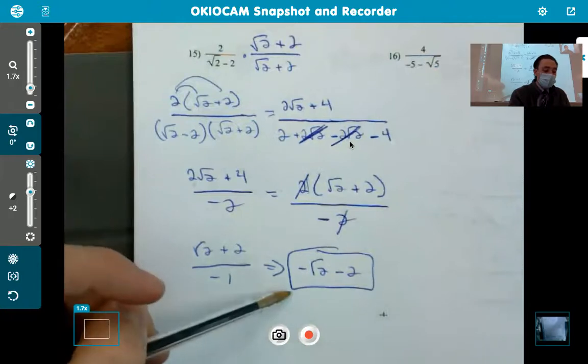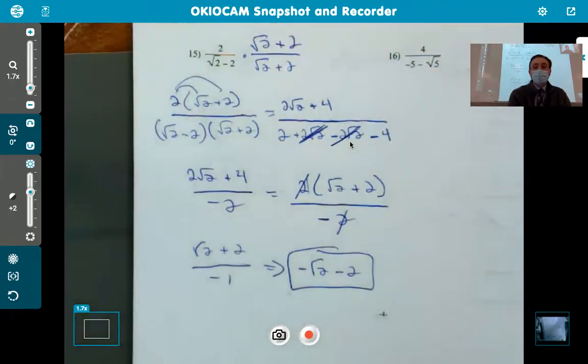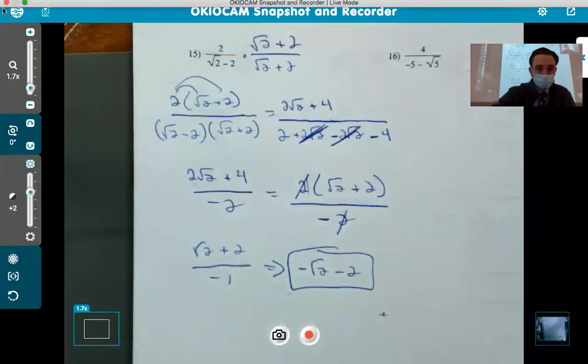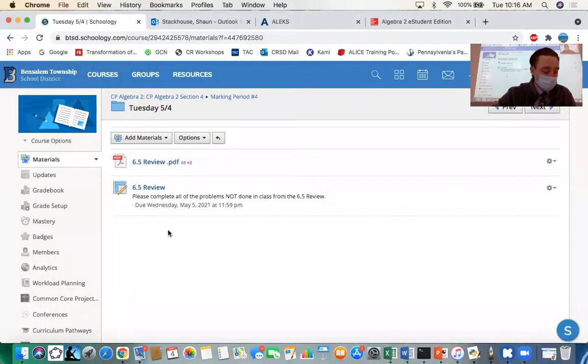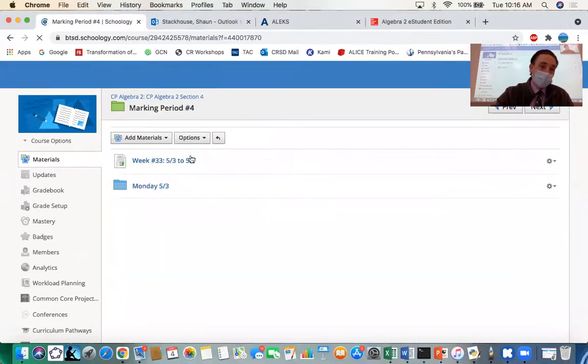Any questions about this last example or anything that we covered today in class? Okay. Your homework for tonight is to finish the 6-5 review. So you're doing all of the even problems essentially, because we did all the odds now in class. When you come into class tomorrow, we will go over the 6-5 review, and then we're going to continue on with section 6-6 and the review for that.